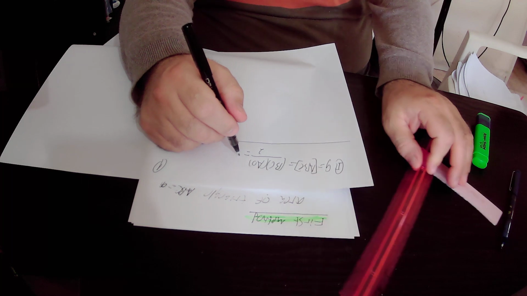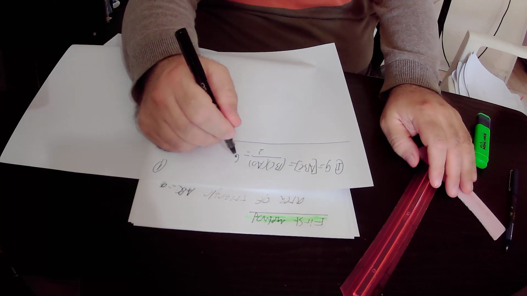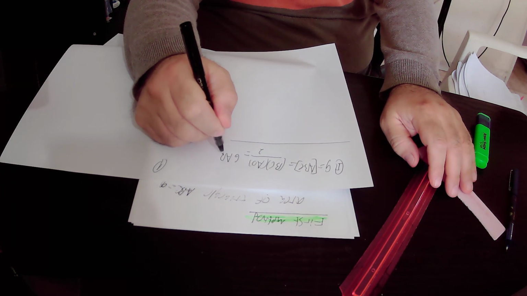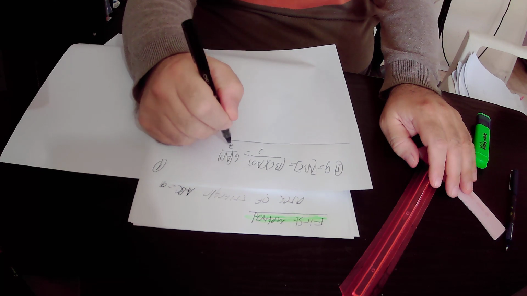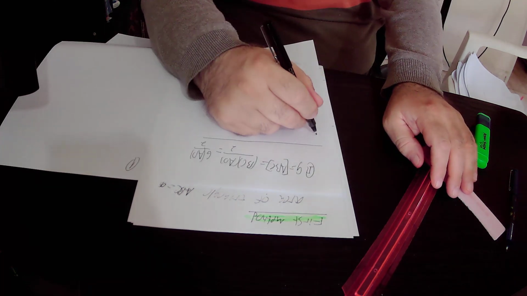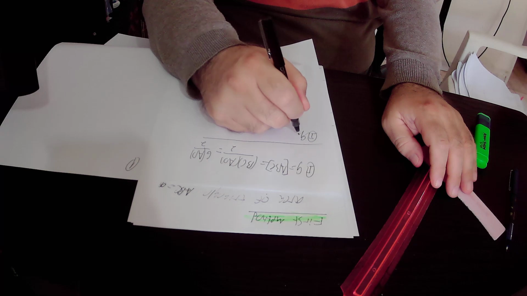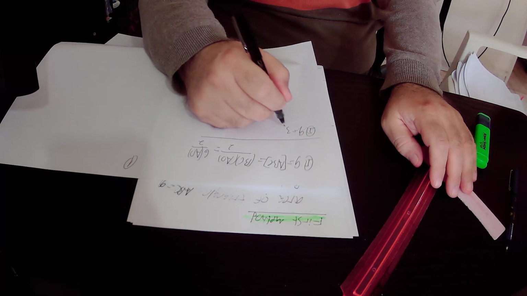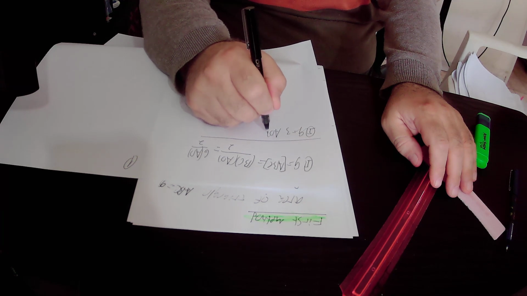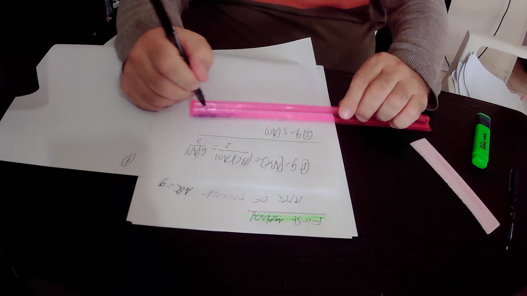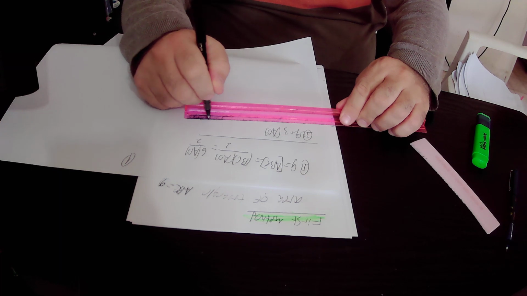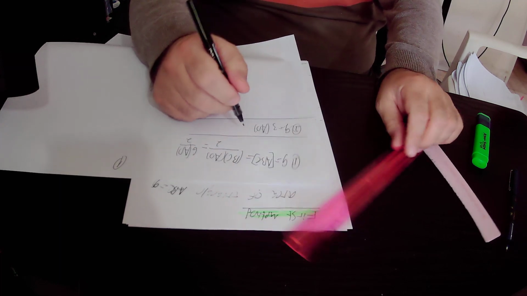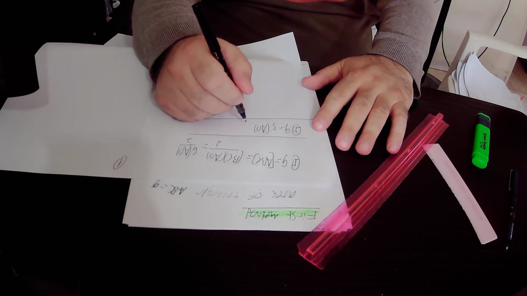BC equals 6 units according to what is given in the question, so it is 6 times AD over 2. So according to question number 1, we found out that 9 equals 6 over 2, which is 3, times AD. Here we divide this equation number 1 by 3.